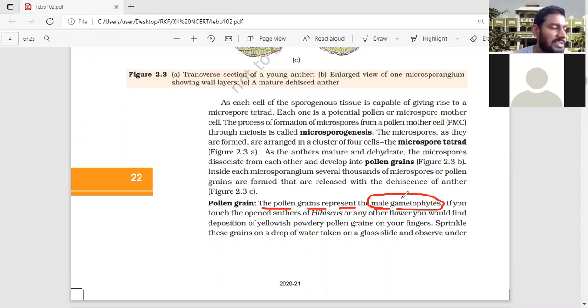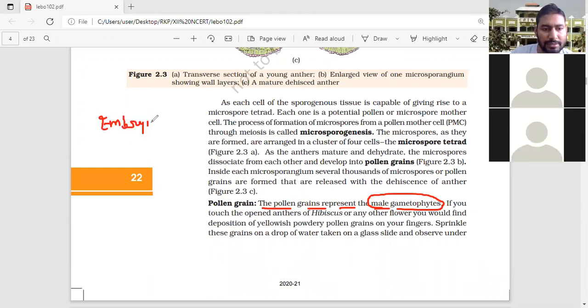Can you tell which structure represents the female gametophyte? Anyone, do you know? That is the embryo sac. The embryo sac represents the female gametophyte, while the pollen grain represents the male gametophyte. Is it clear? Is it okay? Shreya? Yes, sir. Very good.